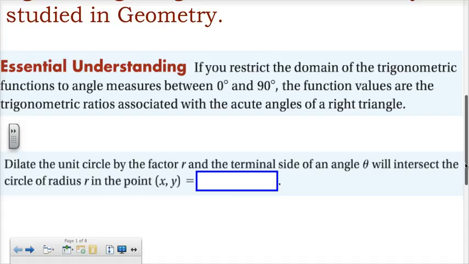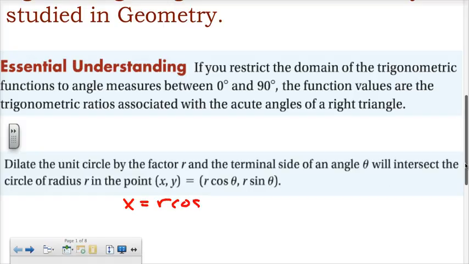And now at the bottom here it says dilate the unit circle by the factor r, and the terminal side of an angle theta will intersect the circle of radius r in the point (x, y), and we can use these little formulas to find it: r times the cosine of theta and r times the sine of theta. And at first, I'm sure you're looking at this thinking, wow, I never learned that in geometry. And you would be surprised to know that, yes, in fact, you did. But it's just a little different way of thinking about it.